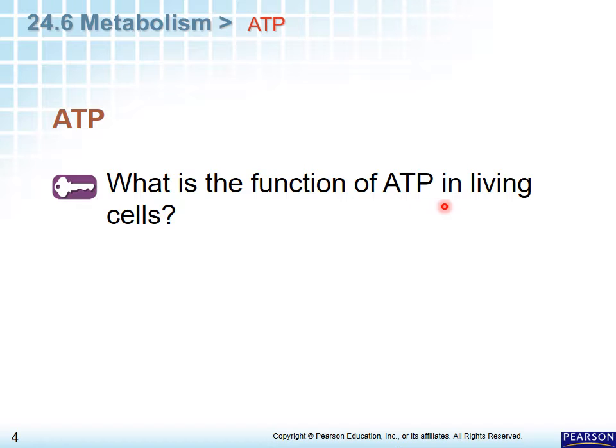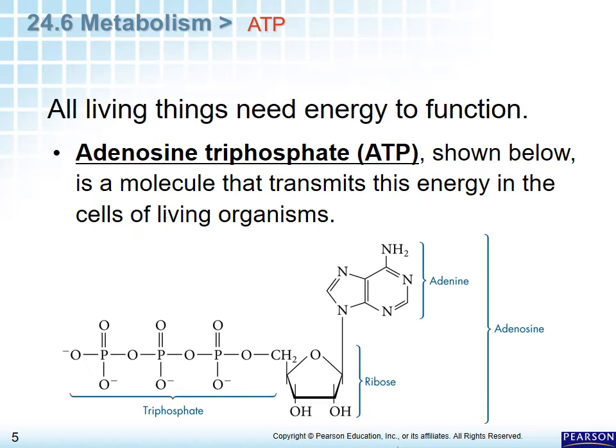What is the function of ATP in a living cell? Okay, students, all living things need energy to perform their functions. Adenosine triphosphate, which is ATP, shown below here, is a molecule that transmits this energy in the cells of living organisms. So it looks like a carrier of energy that transfers energy from one place to another.